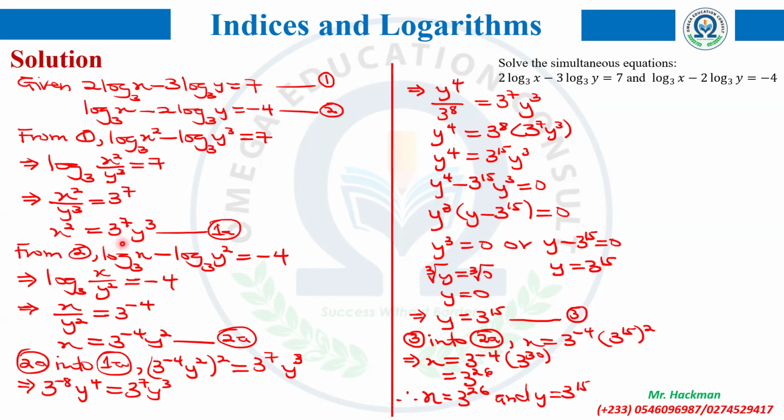And because it will give me a huge number, that's why I didn't write it out. Other than that, if it was 3 squared or 3 cubed, you could have written that as either 9 or 27. So you take note.